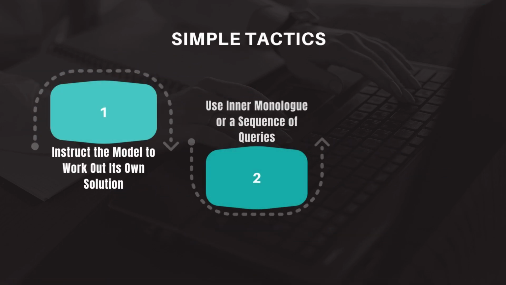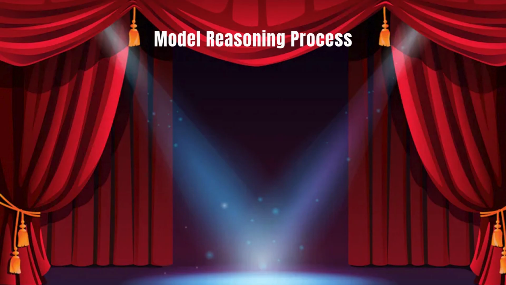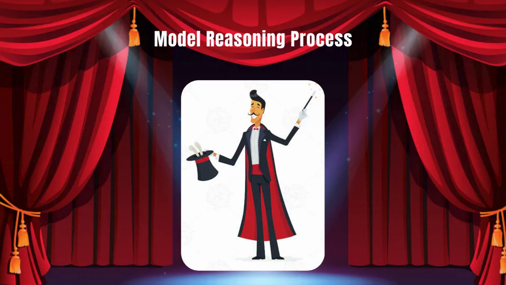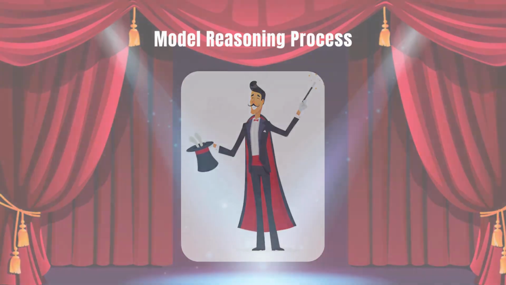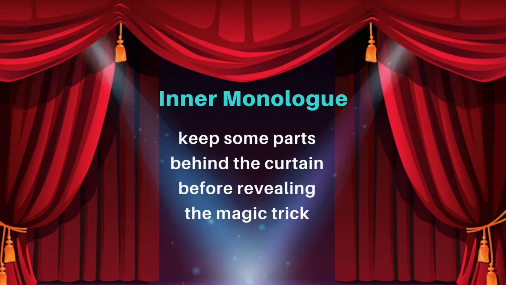Tactic 2: use inner monologue or a sequence of queries. Sometimes the model's reasoning process is like a magician's secret. It's better kept hidden, so we use inner monologue. It is like telling the model to keep some parts behind the curtain before revealing the magic trick. Check this out, an example scenario for tactic 2.